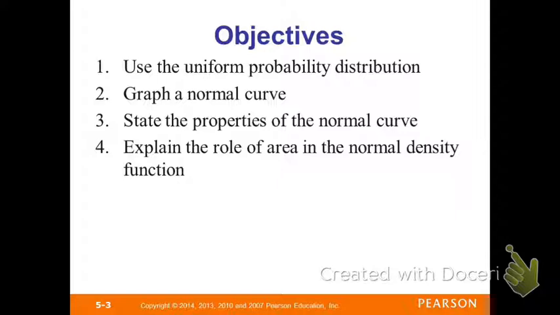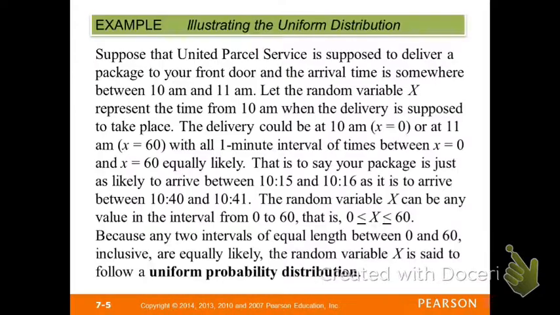You will not need a graphing calculator today, but later on in this section there will be a lot of graphing calculator activities that we'll look at. So the uniform probability distribution, here's an example of it. Suppose that the UPS is supposed to deliver a package to your front door and the arrival time is somewhere between 10 a.m. and 11 a.m. So that's a 60-minute window, right?